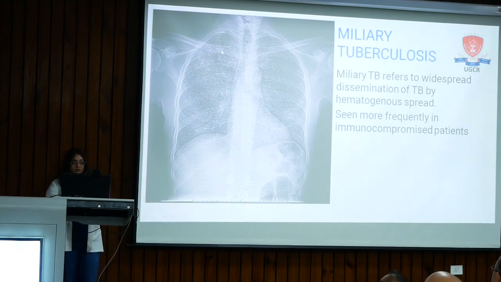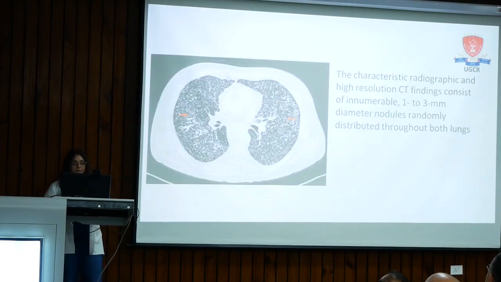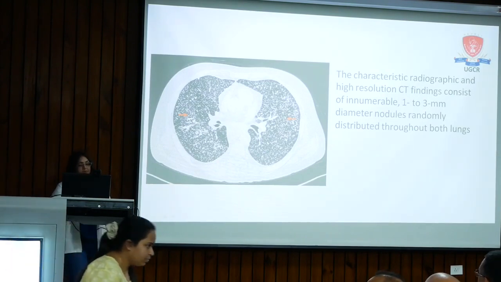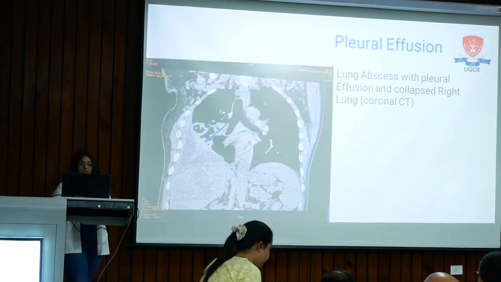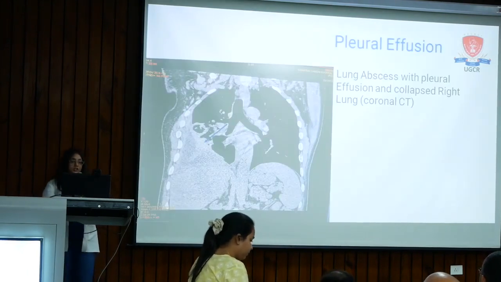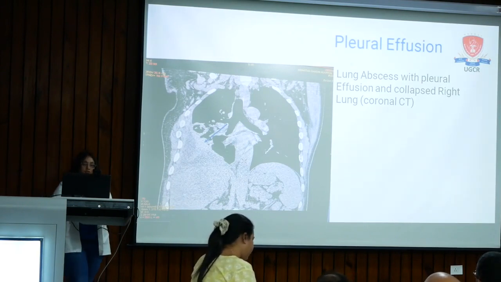This is a chest X-ray of miliary tuberculosis. It refers to a widespread dissemination of TB by hematogenous spread, seen more frequently in immunocompromised patients. This is again an axial view HRCT showing the similar pattern of miliary tuberculosis. Coming to complications, this is a coronal CT of lung that I took from the department. It is showing lung abscess with pleural effusion and collapsed lung.